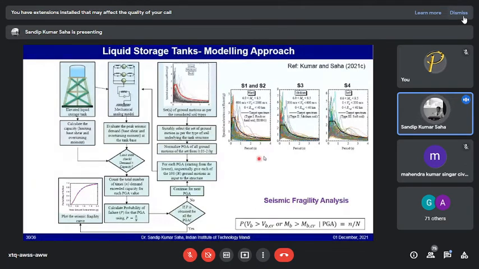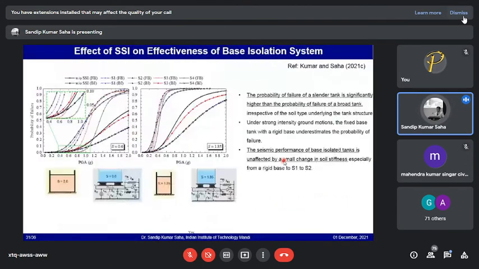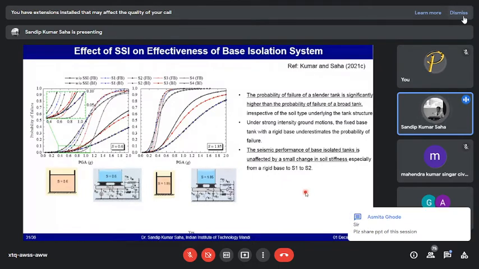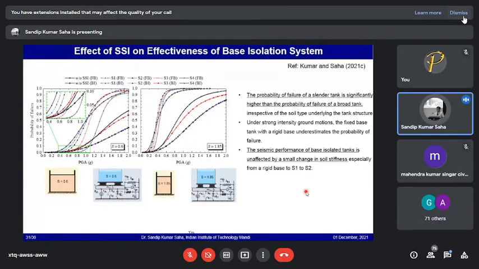Okay, so now if we compare the fragility curves as developed earlier for different cases, for base isolated as well as fixed base cases, and also considering soil structure interactions or without considering soil structure interactions, these are the observations that we had. Whether we consider soil structure interactions or not, the probability of failure for the cylindrical tanks is always significantly higher than the broad tanks. So if you talk about the probability of failure, then the broad tank is the way to go. The configuration of the broad tank is much more suitable.